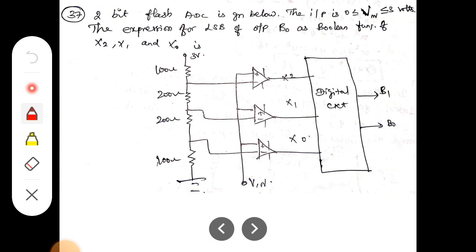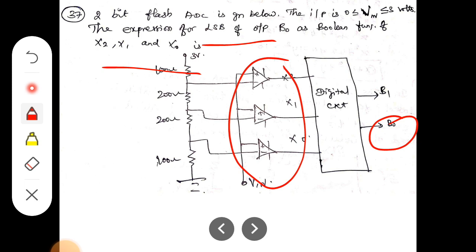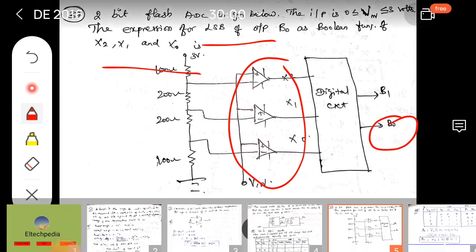LSB means least significant bit, and MSB is most significant bit. So here it is the least significant bit. It is a function of x0, x1, x2. So we want the function in terms of the x1, x2, x0 values. Then move to the problem.